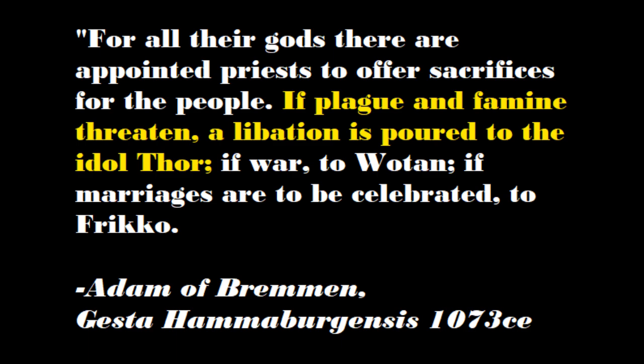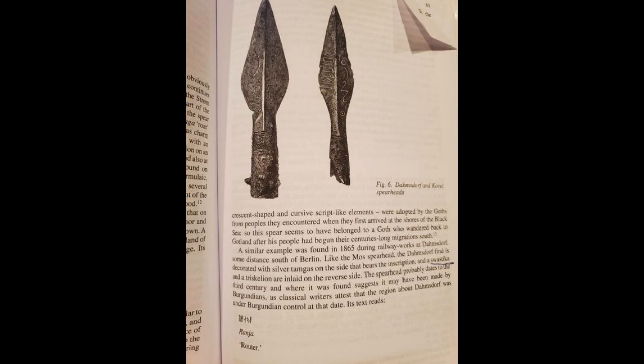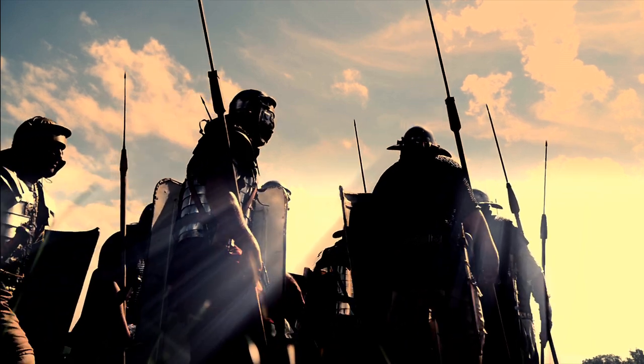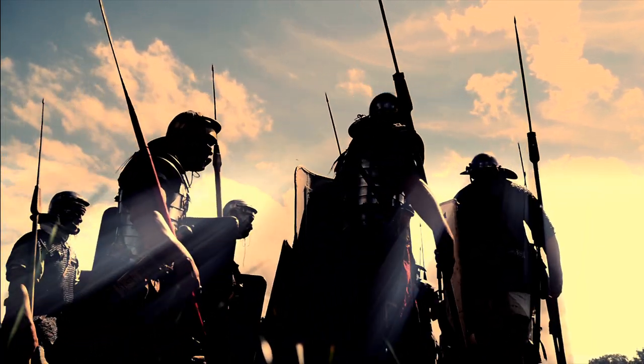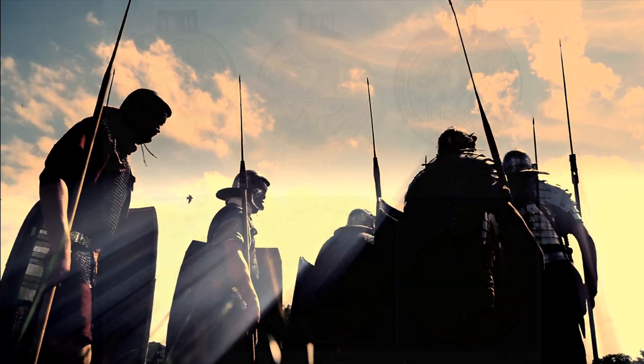Another interesting weapon, it's a spearhead from the 300s found in Damsdorf, Germany area. It has the swastika and a couple other symbols on it, and the word Ranja. So it's meaning something like the one who causes to run away. So it's a spear that was supposed to make the enemy flee. Okay, pretty cool there. We also find the symbol on a number of amulets. There are dozens of them.